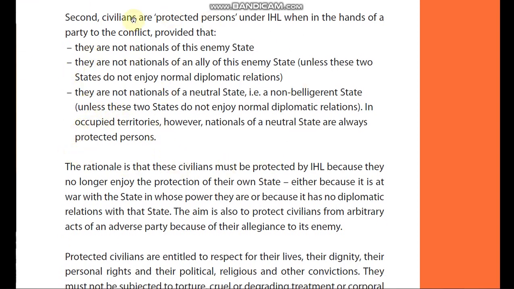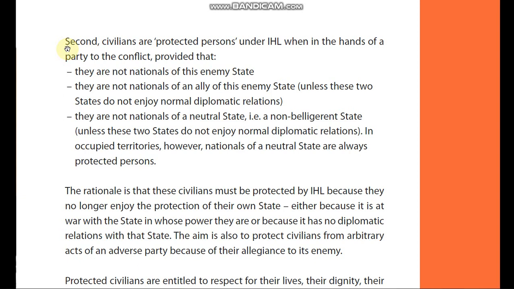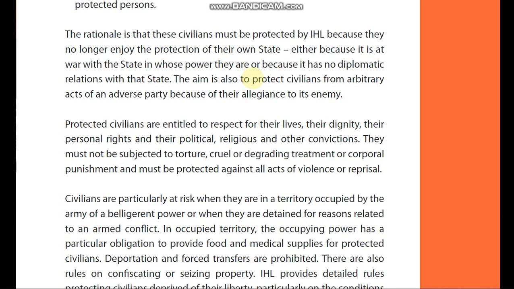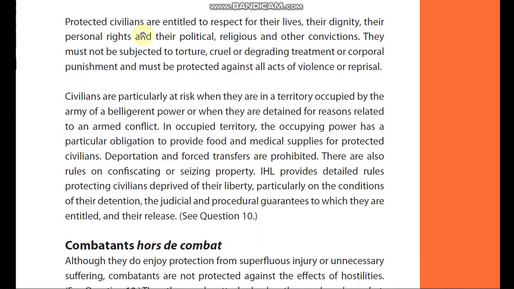Anyway, we don't have to look at a deep illustration of these conditions, but we have to focus on the first one, which is the persons who are not nationals of the enemy state, like the Palestinians who have the special protection. The protected civilians are entitled to respect for their lives, their dignity, their personal rights, and political, religious, and other convictions. They must not be subjected to torture, cruel, degrading treatment, or corporal punishment, and must be protected against all acts of violence and reprisals.